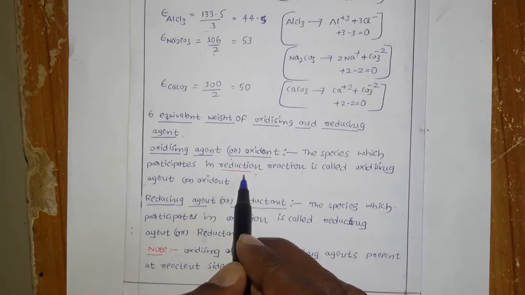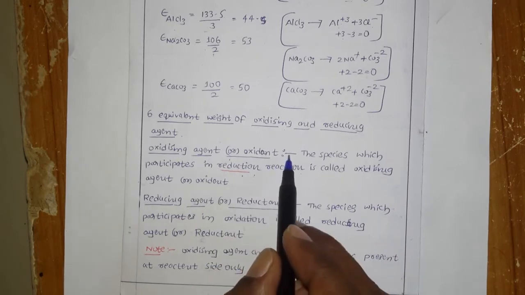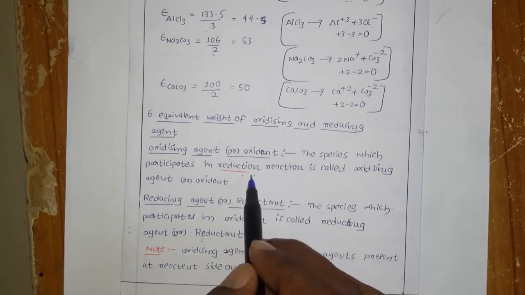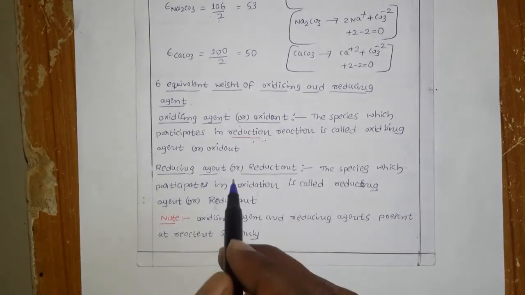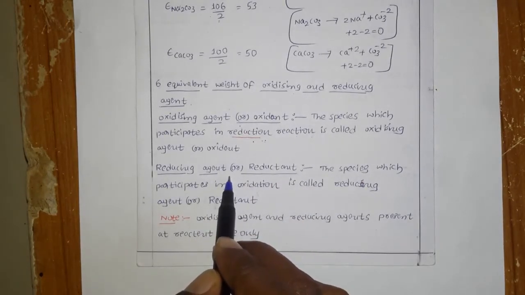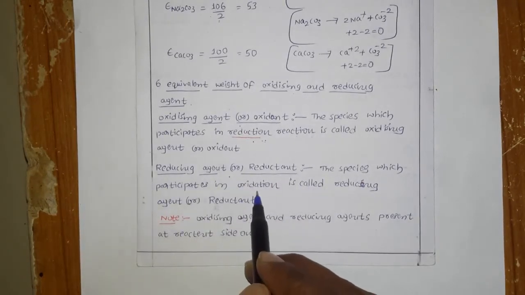You just keep this in your mind. Okay, so what is that oxidizing agent? Generally the species that participates in the reduction reaction is called the oxidizing agent. Similarly, what is the reducing agent? The reducing agent is that species which is involved in the oxidation.